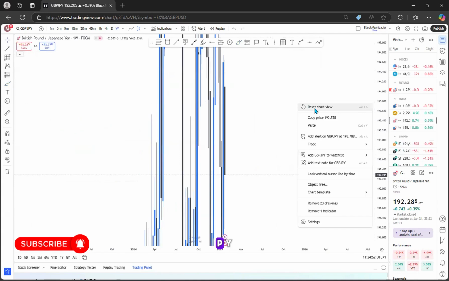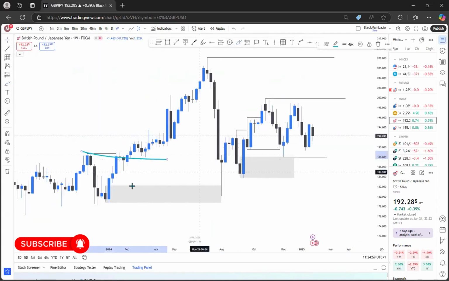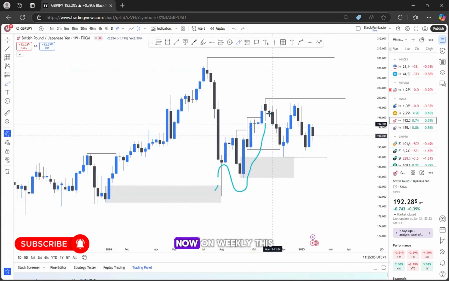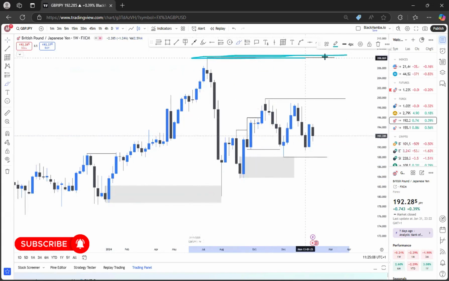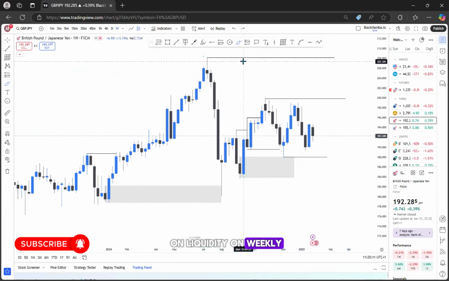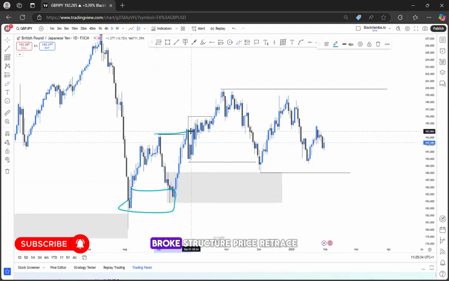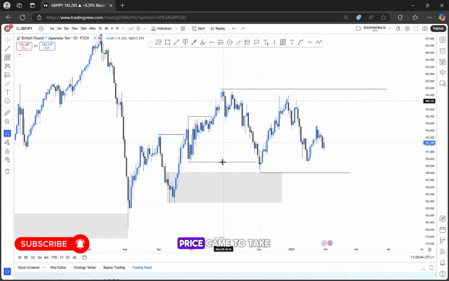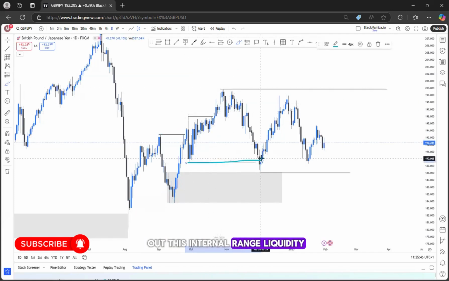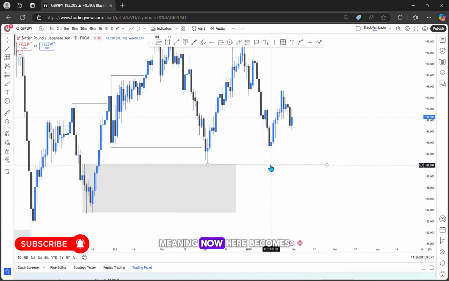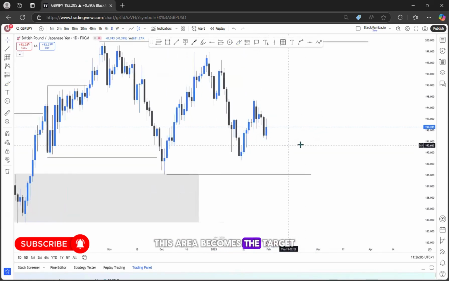Now in GBPJPY, price broke structure here, mitigated somewhere here, and price is currently pushing to the upside. Now on weekly, this is a target, this is a draw on liquidity on weekly. On daily, you will notice that price mitigates somewhere inside here, broke structure, price traced back down, broke structure again, price came to take out this internal liquidity, price is failing to take out this high, meaning now this area becomes the target.